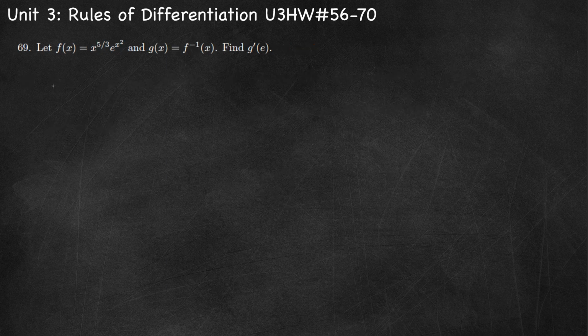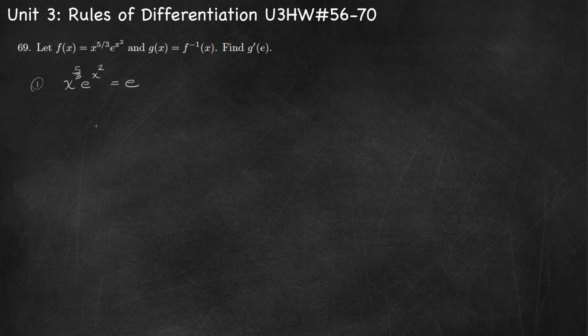Number 69, let f of x equal x to the power 5/3 times e to the power x squared, and g of x equals f inverse of x. Find g prime of e. So first we need to find where does f equal e. So we're going to set x to the power 5/3 times e to the power x squared equal to e.